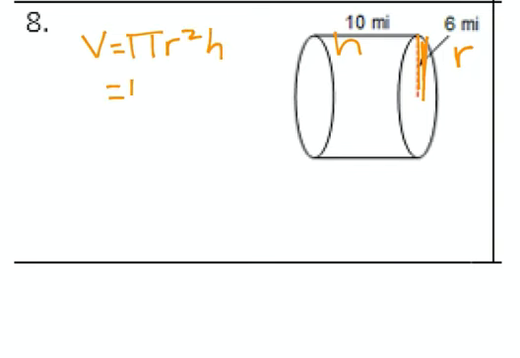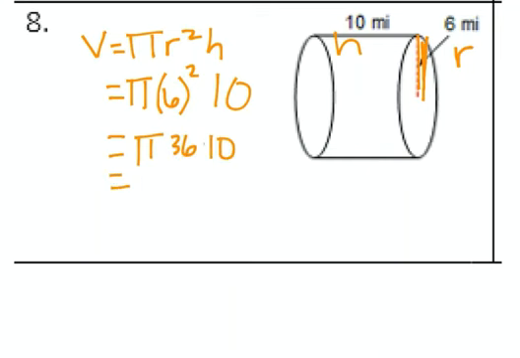Okay, so same rules apply. We're going to plug all of our numbers in parentheses. So our radius is 6 squared times the height, which is 10. Okay, again, please square that 6 first. So 6 squared is 36 times 10. Then we can keep going. We have pi times 360, and then last step, type that into your calculator. 3.14 times 360. It's going to give you 1130.4 units cubed again. Okay, so that's going to be our final answer.